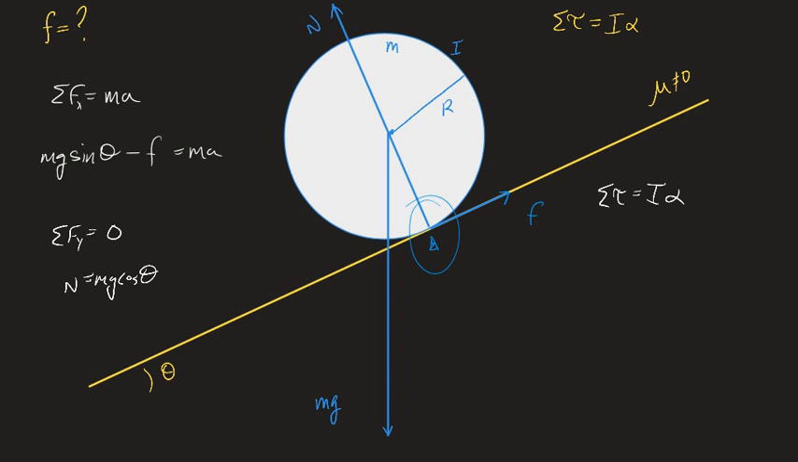However, mg sine theta is applying a torque. mg is a distance r away from the pivot point. It's a force size mg, and the angle between mg and r is not phi, it's actually theta. So when I do my torque, which is supposed to be r times f times the sine of the angle, it's going to be capital R for the radius of my object times mg times the sine of theta for the ramp.